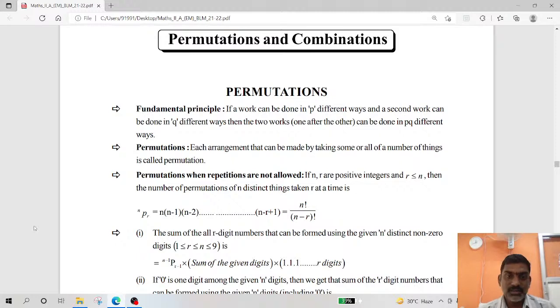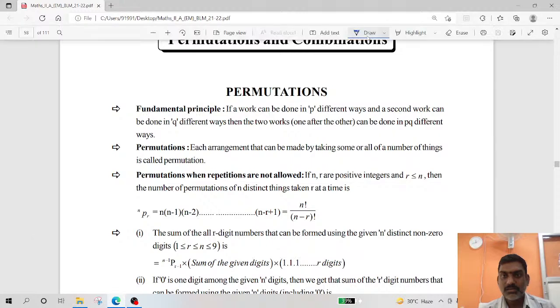So what do we say here? nPr is equal to n factorial divided by n minus r factorial. Okay, understood about the fundamental principle, permutation, and permutations when repetitions are not allowed. Here we have two kinds of fundamental principle: the addition principle of counting and the multiplication principle of counting. Here what they have given is nothing but the multiplication principle.